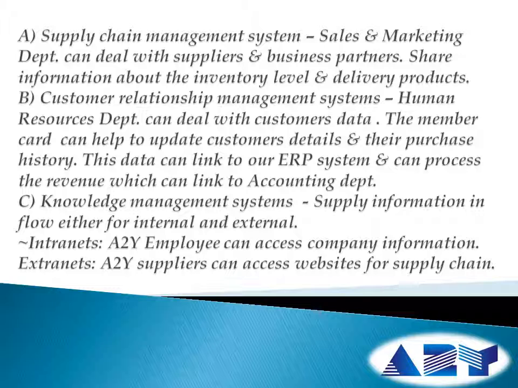Okay, the next slide will be the continuation from the previous slide. Supply chain management system: the sales and marketing department can deal with suppliers and business partners, and share information about the inventory level and delivery of products. Customer relationship management systems: the human resources department can deal with consumers' data. The member card can help to update customers' details and their purchase history. This data can link to our ERP system and can process the revenue, which can link to the accounting department.